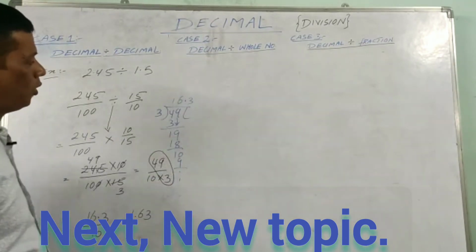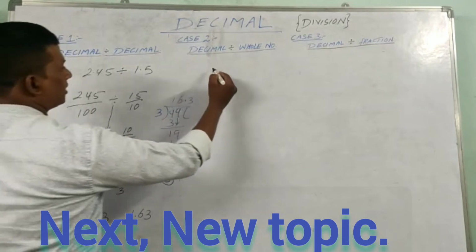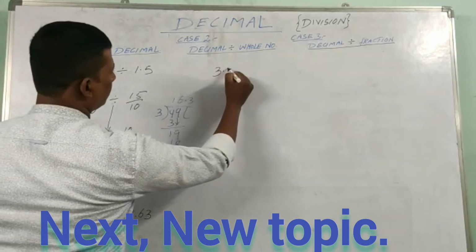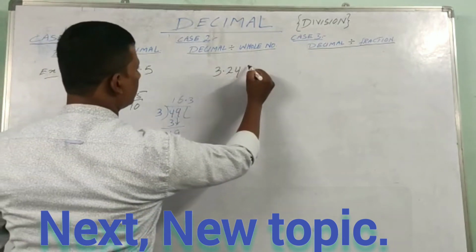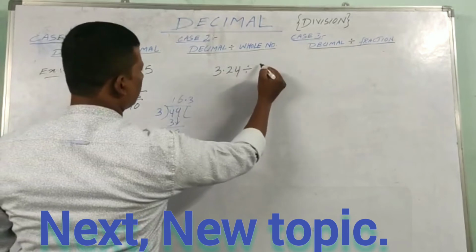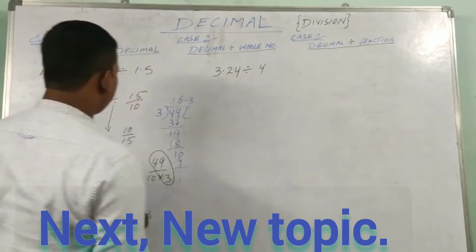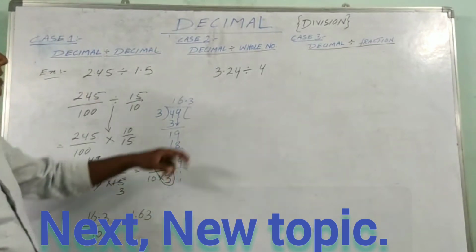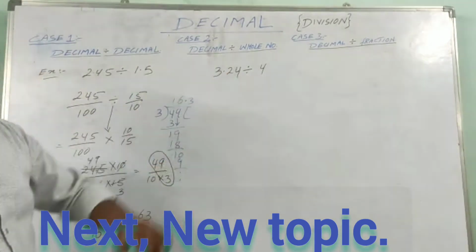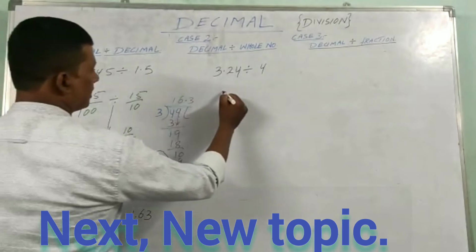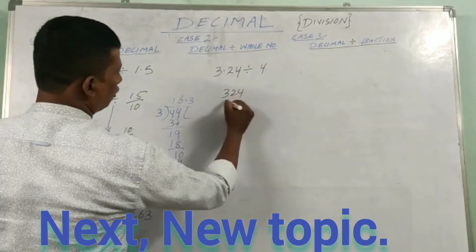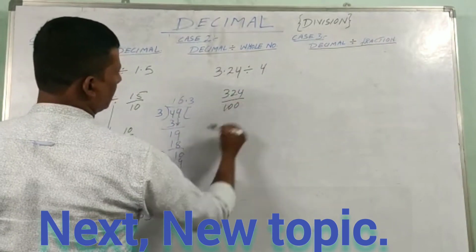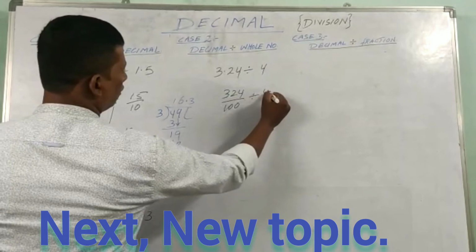Now decimal with the whole number. Take the decimal example 3.24 divided by a whole number, we will take 4. 3.24 divided by 4. Now again, first convert decimal into fraction form. 324 by 100. Now it is in fraction form, divided by 4 by 1.